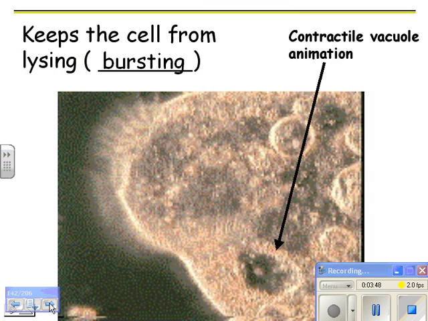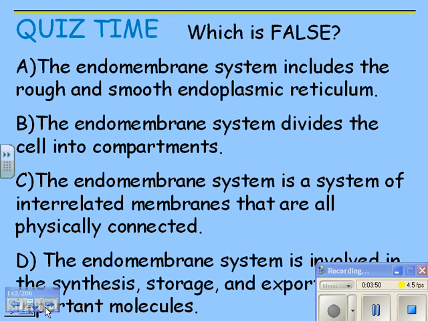Quiz time. The endomembrane system includes the rough ER and the smooth ER. Oh, sorry, which is false? I didn't even see that part. So the endomembrane system includes the rough and smooth ER. It does do that, so that's not false. So I would say that's true.